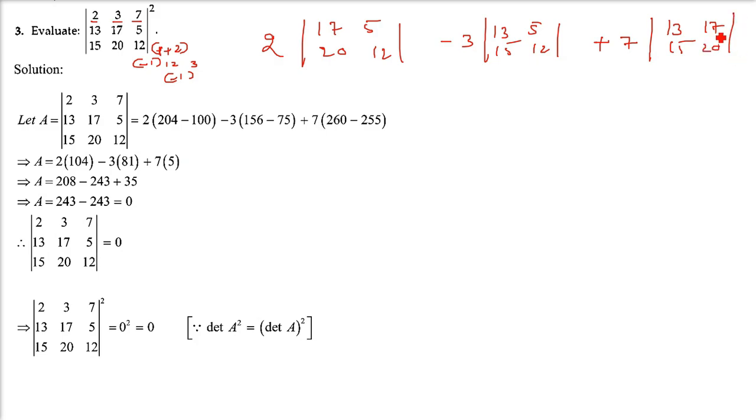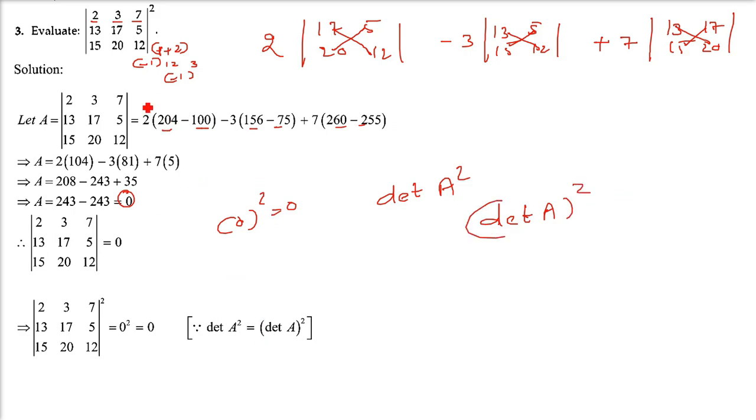Okay. Now see here, 17 into 12 is going to be 204. 5 into 20 is 100. So 204 minus 100. 13 into 12 is going to be 156 and 5 into 15 is 75. You just write it here. 13 into 20 is 260 and 17 into 15 is 255. So I hope you will be able to calculate it. The answer will be 0. So if it is 0, just square it, you will get again 0, because the determinant of a square is nothing but the determinant squared. First find out the determinant and just square it.